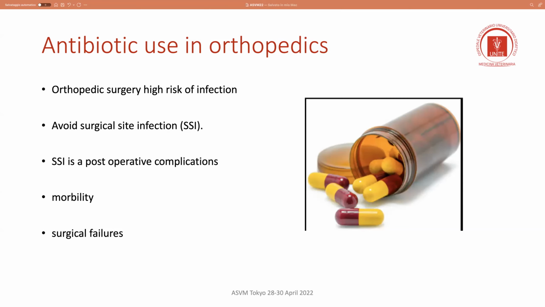Normally it is to use antibiotics. Antibiotic use in orthopedics is very common because orthopedic surgery is associated with a high risk of infection. And so antibiotic use aims to avoid any potential surgical infection, recognized as a postoperative complication that may lead to morbidity and may lead to surgical failures.